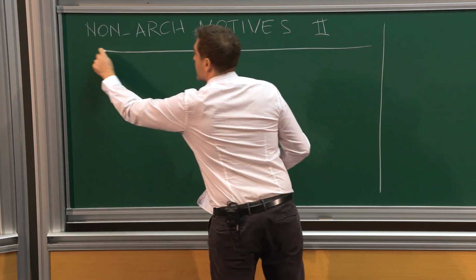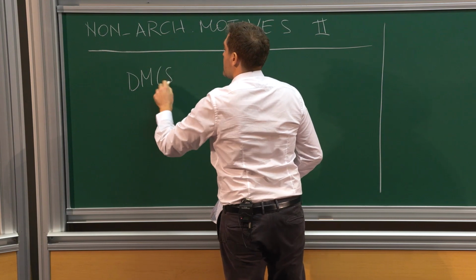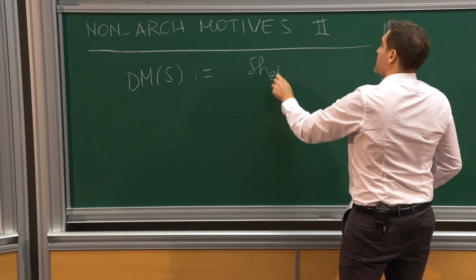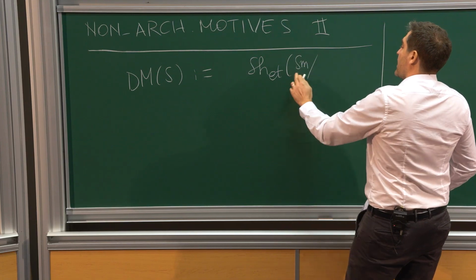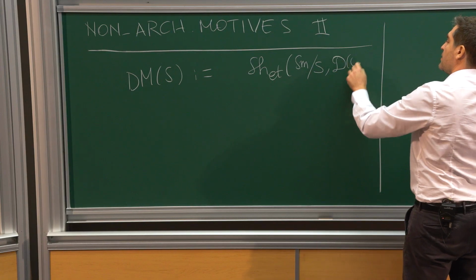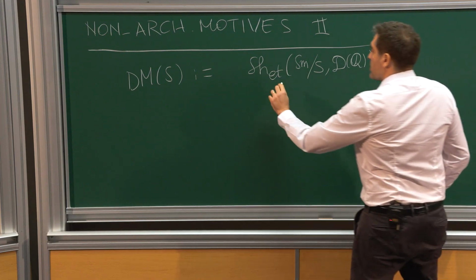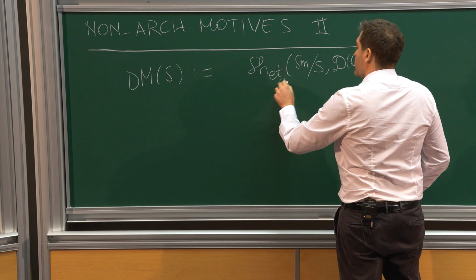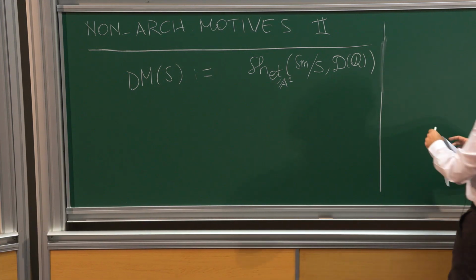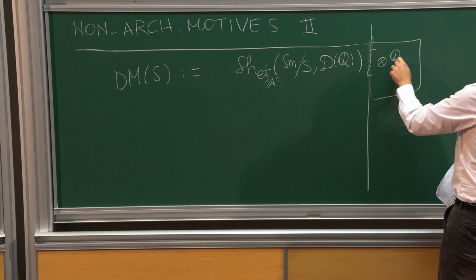So as we learned from Timo's talk, he introduced motives over a scheme, defined as étale sheaves over the category of smooth varieties over S with values in the derived category of Q vector spaces, and then actually restricting ourselves to the ones which are A1 invariant. And then as a final operation he did, we want to invert the Tate twist.